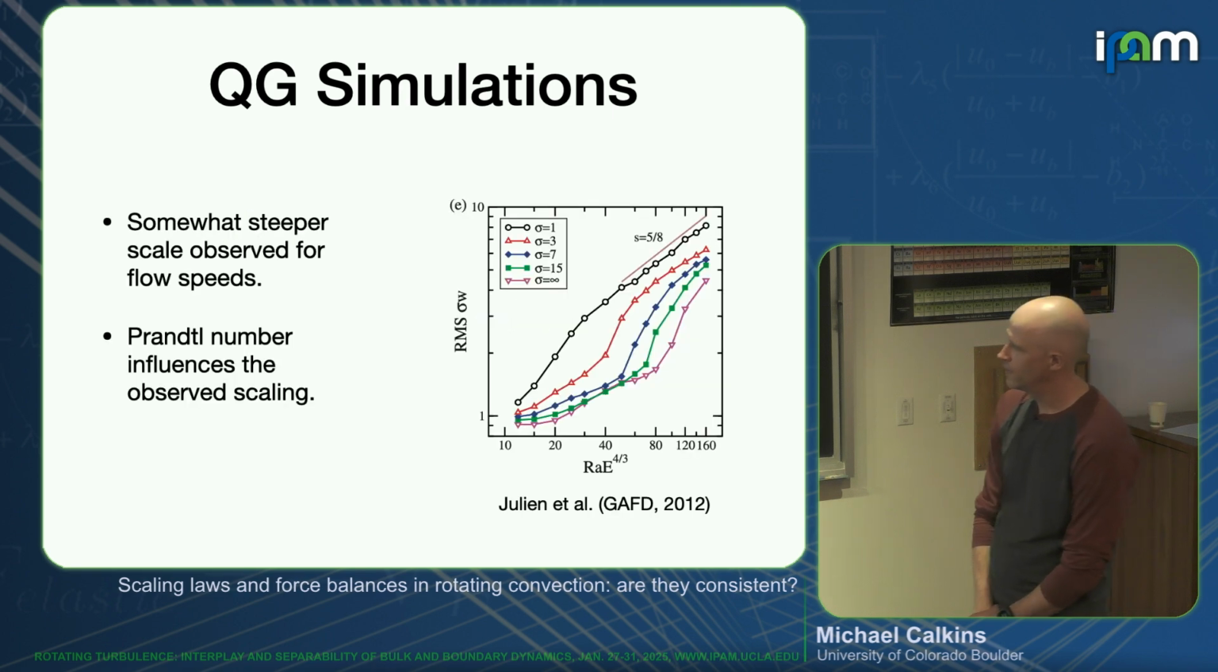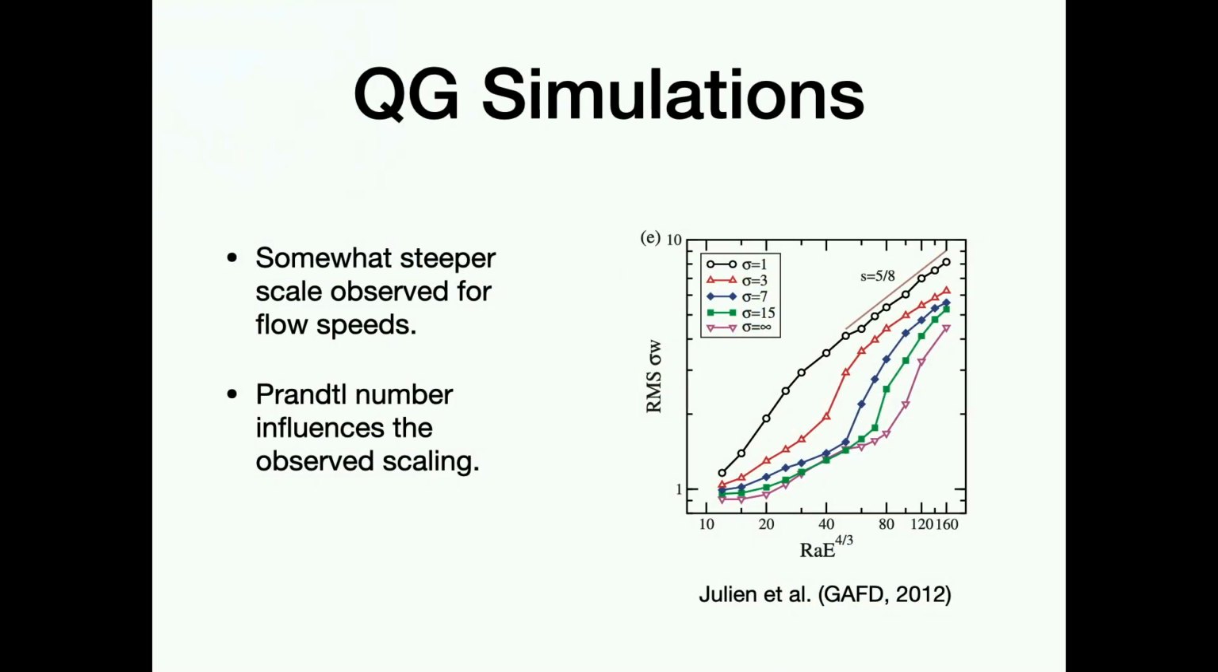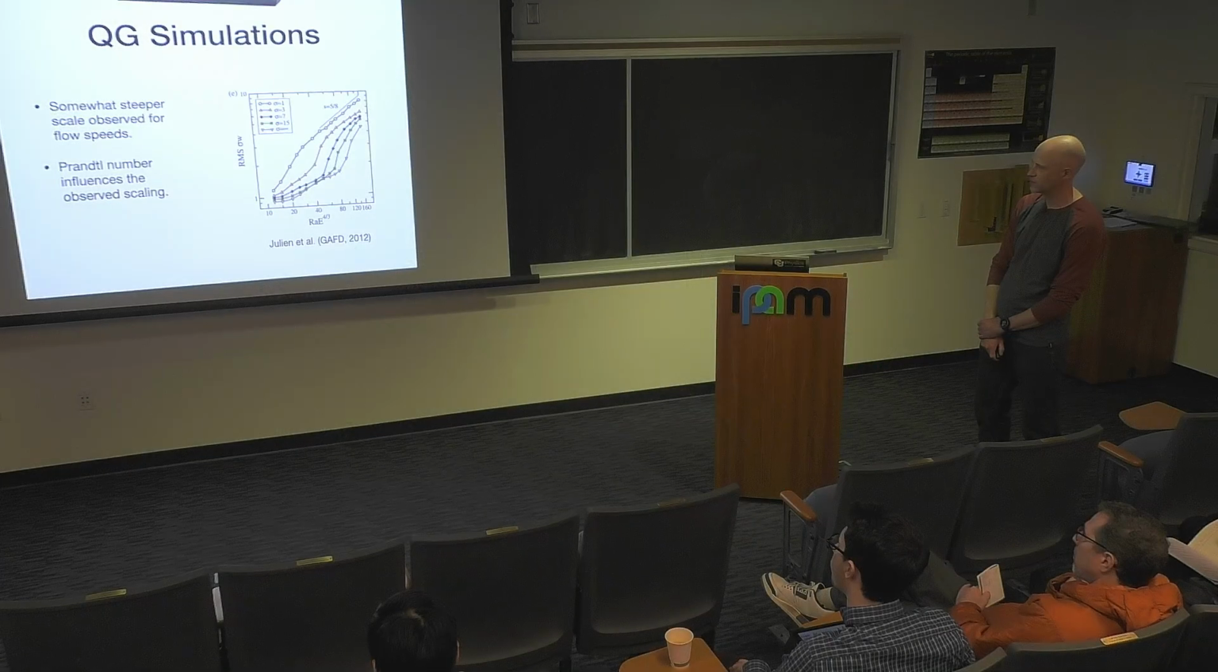They also have this in another paper, the GFD 2012 paper, where they plot RMS flow speeds multiplied by sigma, which is just the Prandtl number here. So they're showing basically a reduced Reynolds number versus reduced Rayleigh number. And they have this slope of 5/8. And so we were kind of interested in understanding if that is consistent with CIA balance in the governing equations and whether this persists for a range of different Prandtl numbers as well.